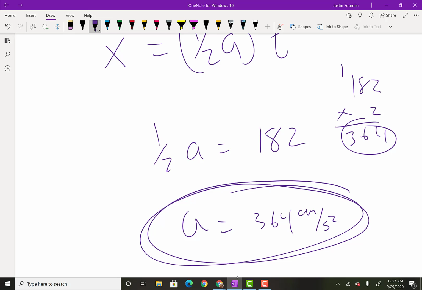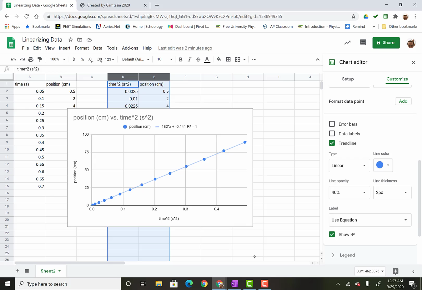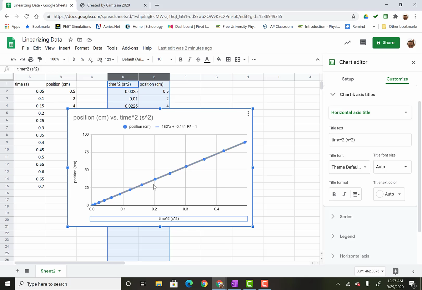So in other words, this idea of linearization is another way that I can graph data and figure out what the relationship is. Because the graph of position versus time squared gives me a linear graph, I can be more confident that the relationship here, in this case, for the puck going down the ramp, between position and time, is that the position is directly proportional to the square of the time. So that's kind of the relationship that I get out of that.